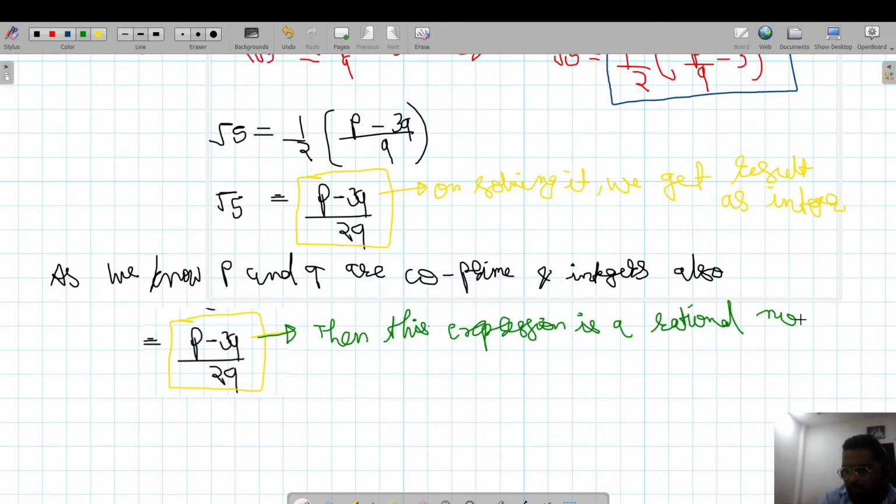But as you can see, it is equivalent to this left hand side, this root 5. As we know, this root 5 is not a rational number. Our right hand side is rational and our left hand side is not rational. So a contradiction has risen here.